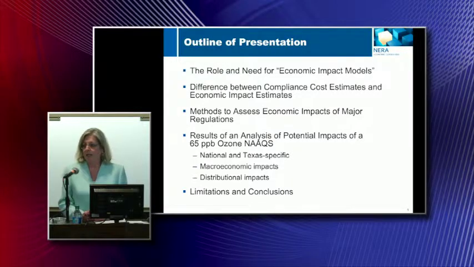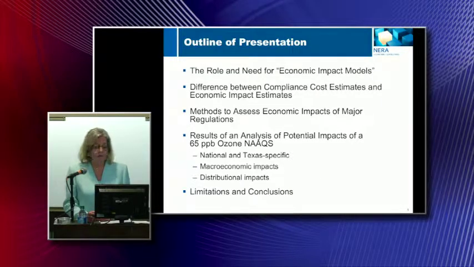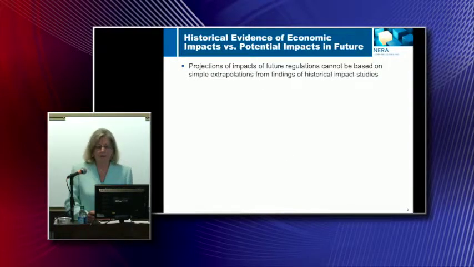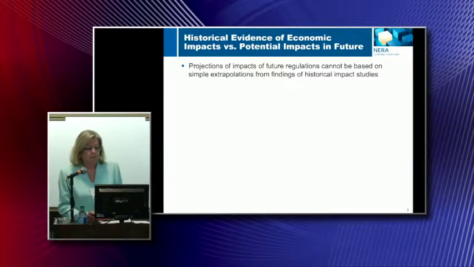I'll also cover methods that economists use to assess what the economic impacts are on a forward-looking basis for major regulations, and how that ties into the historical look back that we've seen from the empirical analysis that Dan Milliman went through in the first presentation. I'll go through some results for the 65 ppb Ozone NAAQS case and end with some discussion around the limitations and uncertainties.